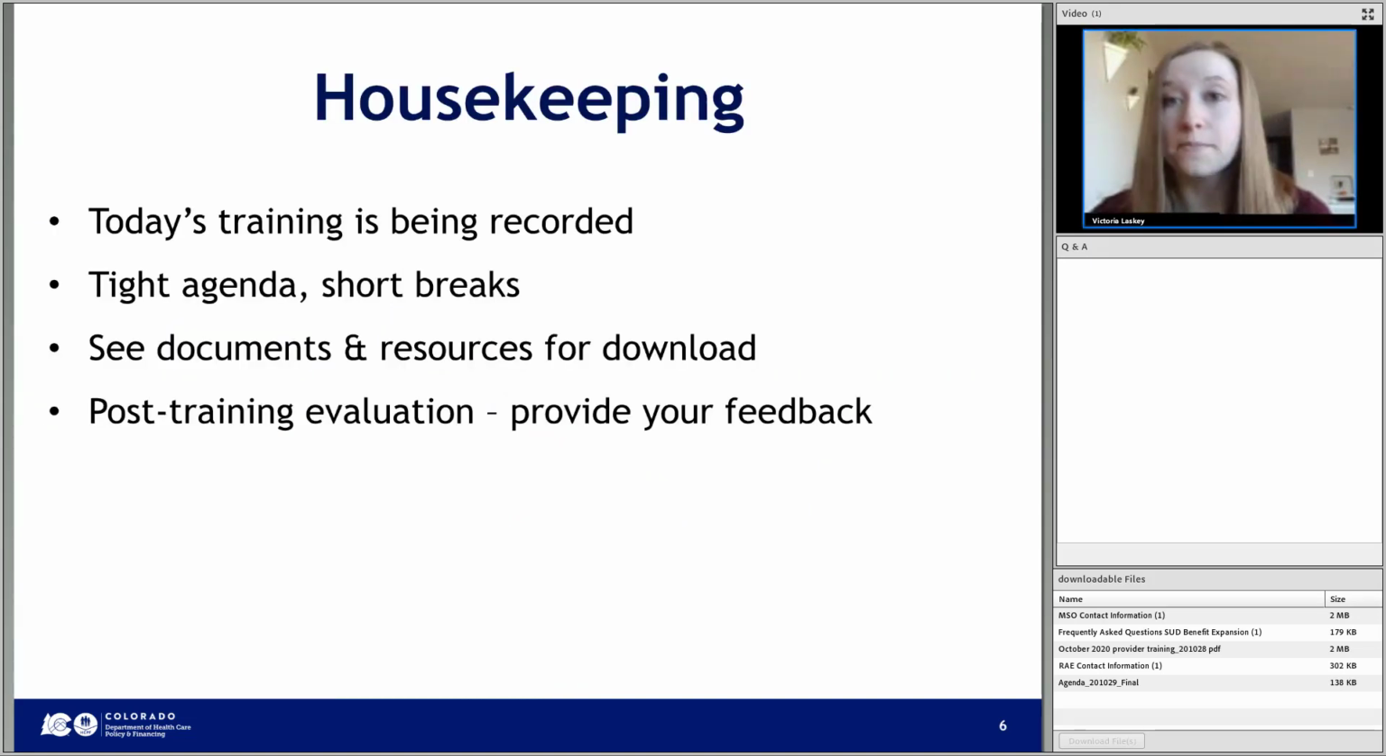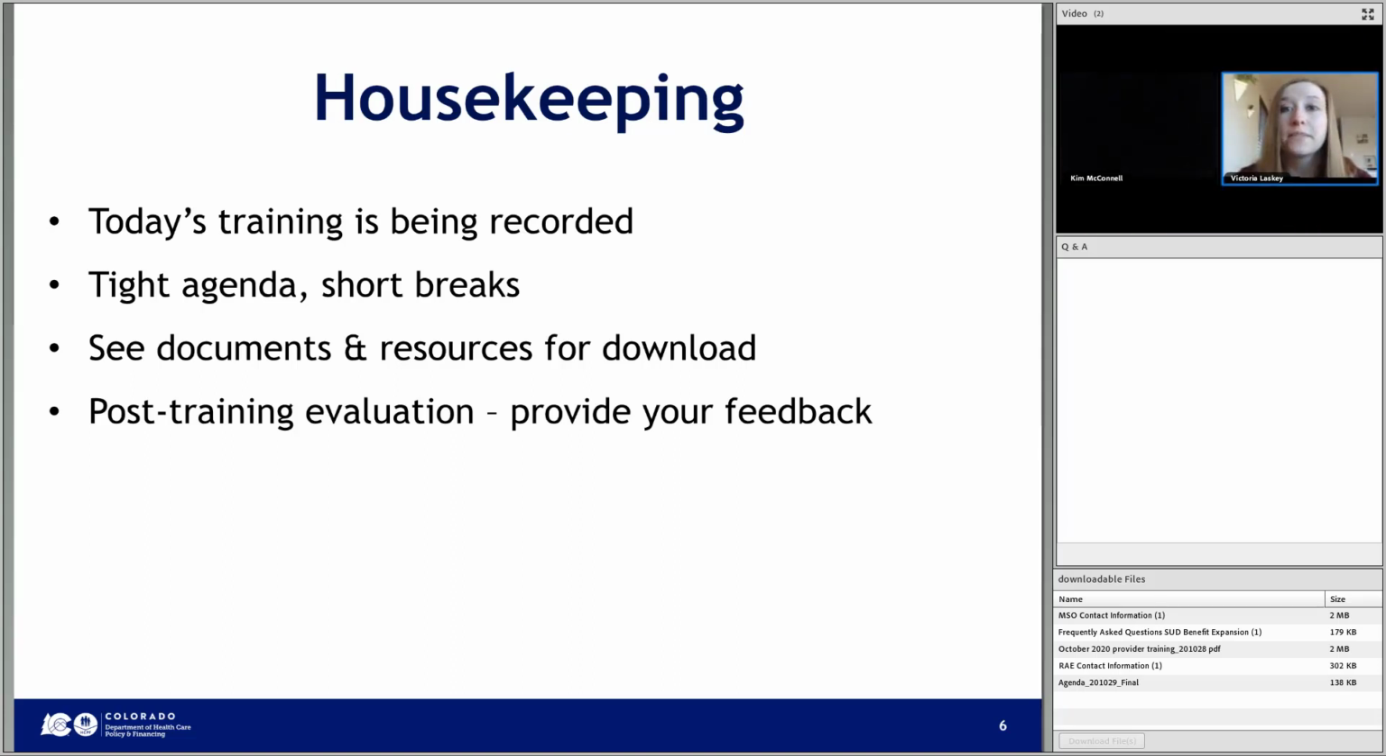A few housekeeping items. As I mentioned, everyone will be muted during the duration of the training. Today's training is being recorded. We are planning to upload the videos of this training to our website so that you may reference it later, or if you want to send it to all your friends, you can do that. If you have to step out for part of the training today, you should be able to reference the full training recording later. We do have a tight agenda with some short breaks.